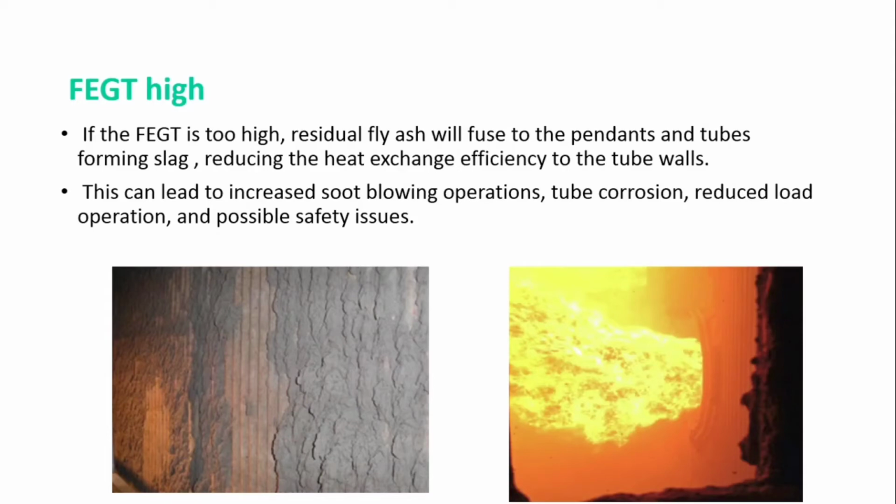So now we discuss what are the implications of high FEGT. If FEGT is too high, the residual fly ash will fuse to the pendants of the tube, forming slag. This is the slag formation shown here. This can lead to increased soot blowing operation, tube corrosion, reduced load operation, and possible safety issues due to heavy clinkers dropping from the furnace.